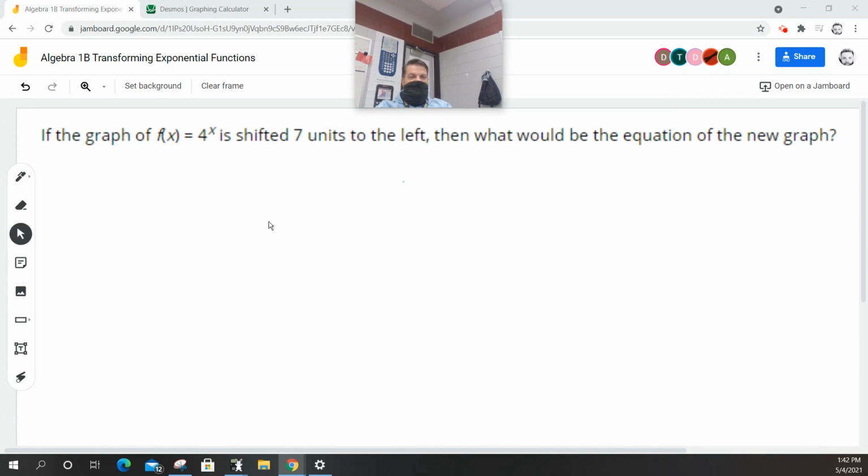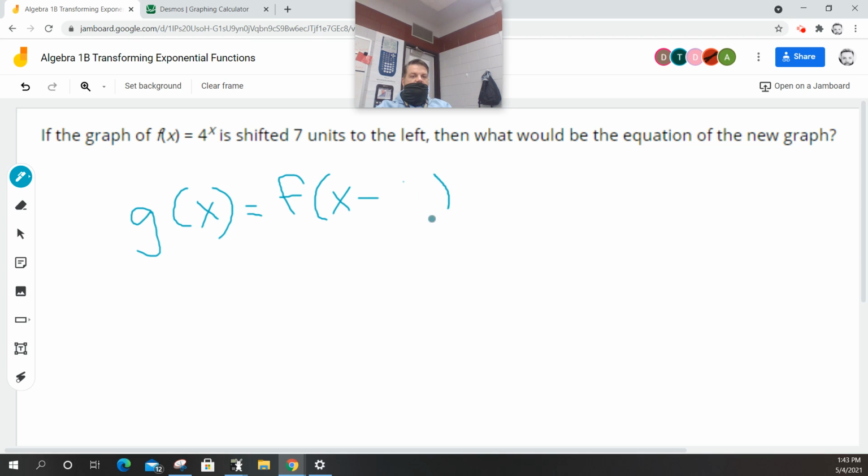All right, this one says if f of x is 4 to the x and is shifted 7 units to the left, what would the equation of the new graph be? Well, we could say that g of x would be f of x minus something. So if we're going to go 7 units to the left, it would be minus 7.